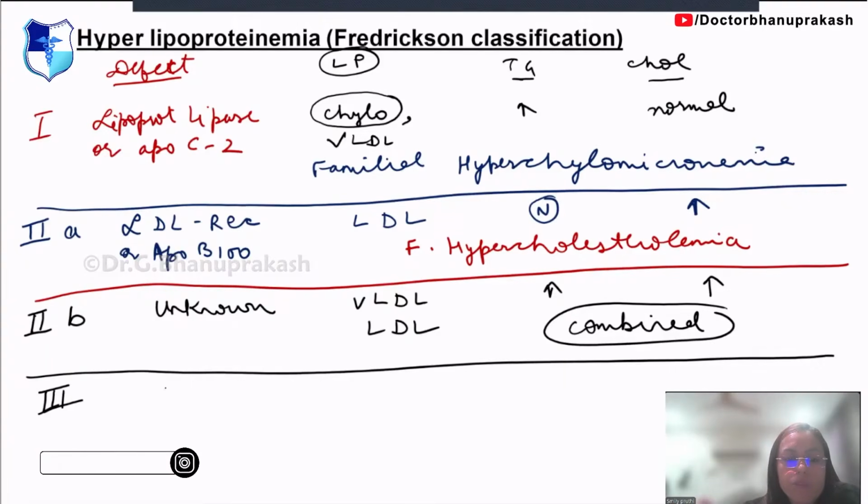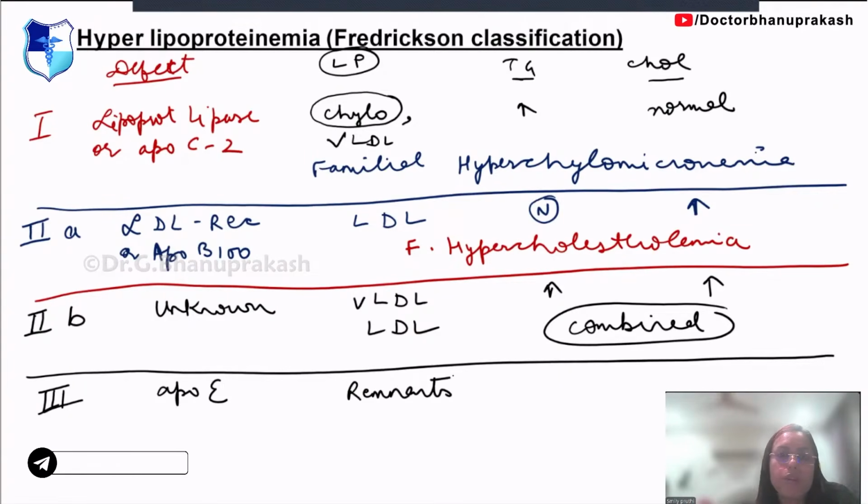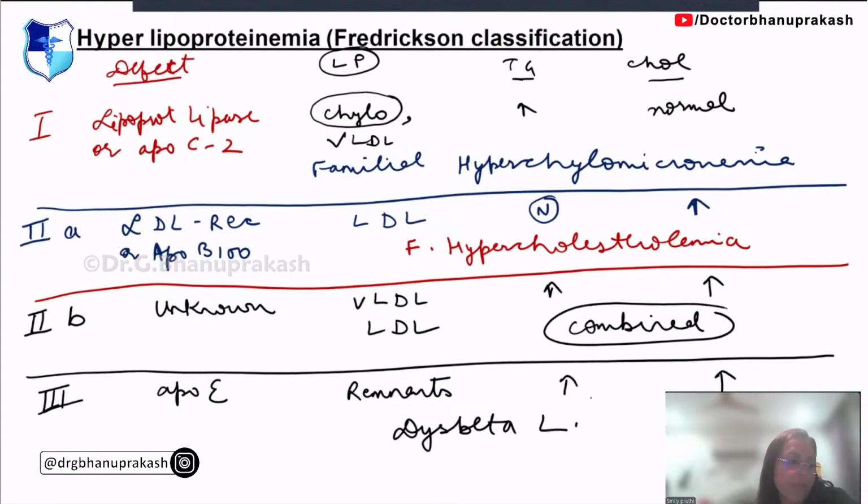Type 3, the defect is in ApoE. So both remnants will increase, chylomicron remnant and VLDL remnant. Triglyceride is increased, cholesterol is increased. This is known as dysbetalipoproteinemia. So this chart is very important. If you know this chart, it is very easy to solve the questions.